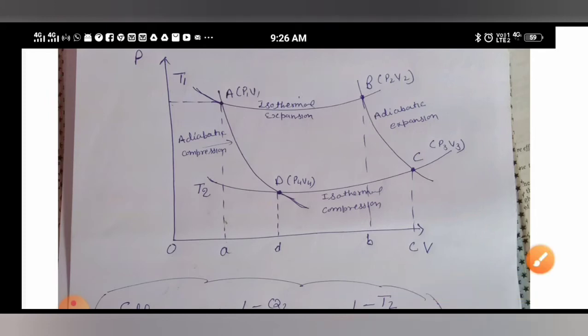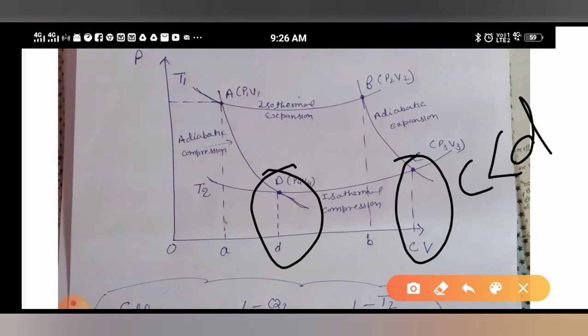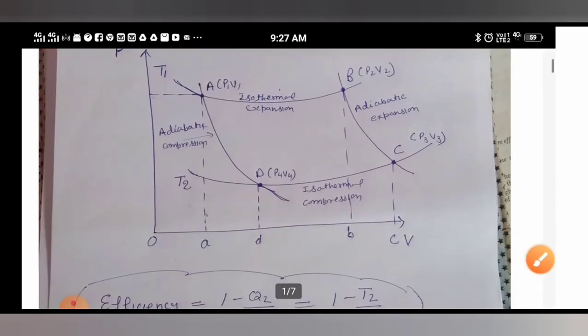From C to D you can see, students, that the volume is decreasing. It is going back. At point C the volume is c, but at point D the volume is d, that means c is greater than d, so the volume is decreasing. If the volume is decreasing, then this is not expansion but compression. In a similar way, from D to A the volume is also decreasing, so it is also a compression.